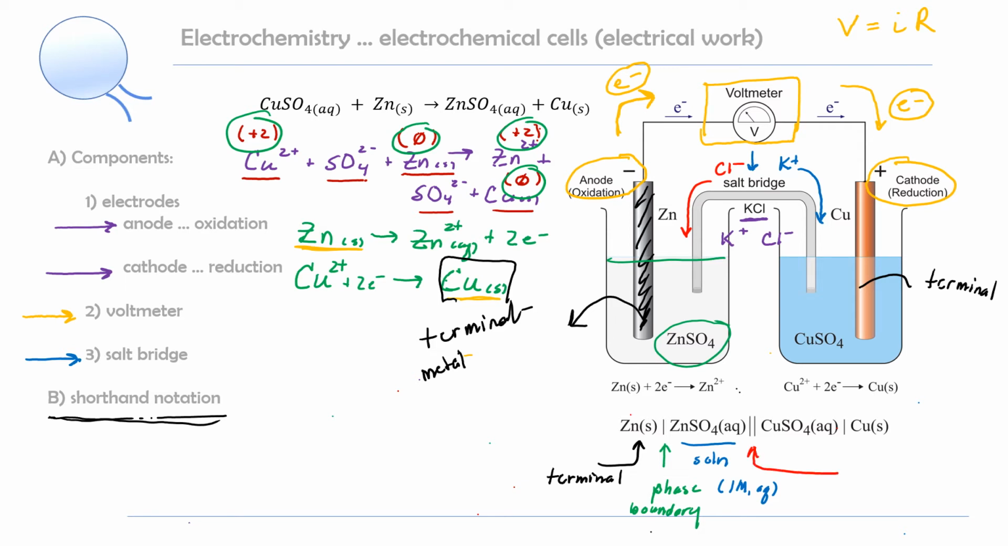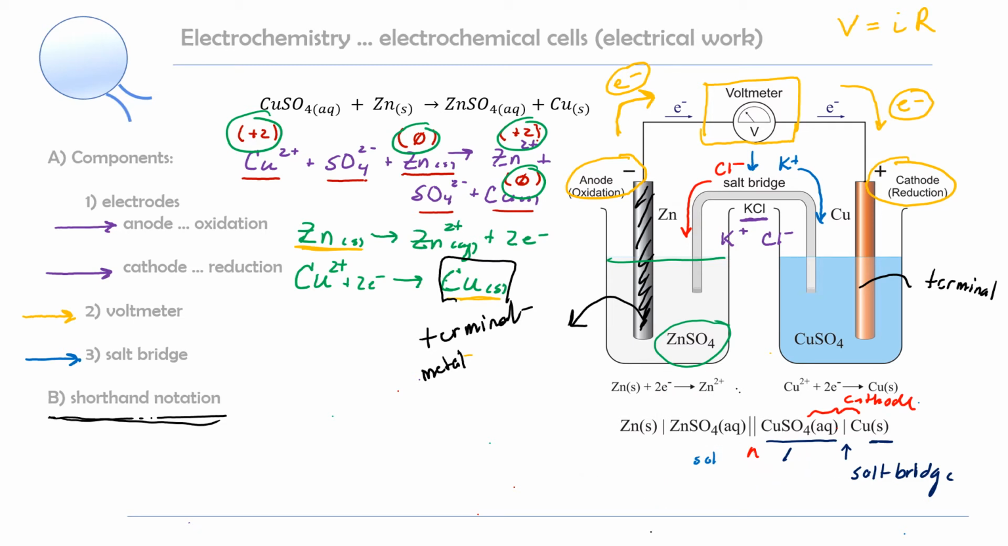separates the anode on the left and the cathode on the right. The separation here is your salt bridge. That double vertical line represents the salt bridge. So on the right, your cathode is comprised of your terminal, the copper metal. There's a phase boundary, and then the solution, the copper sulfate, and technically, once again, you should convey the concentration of that solution.